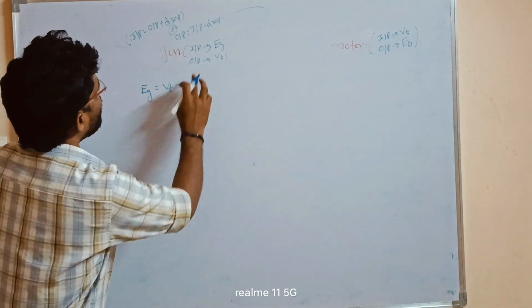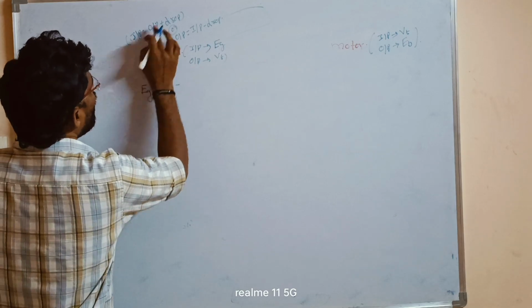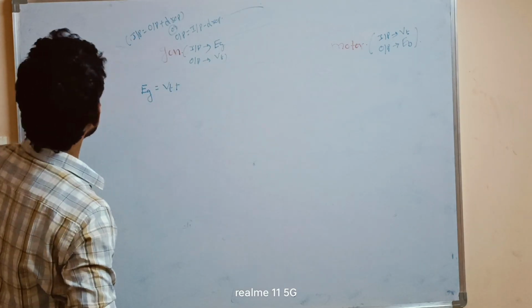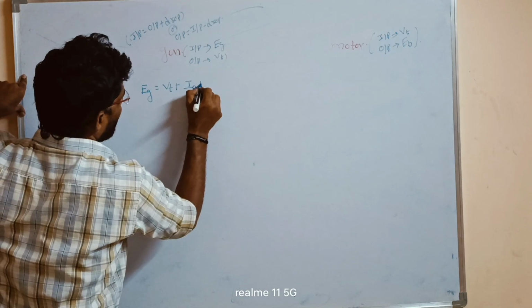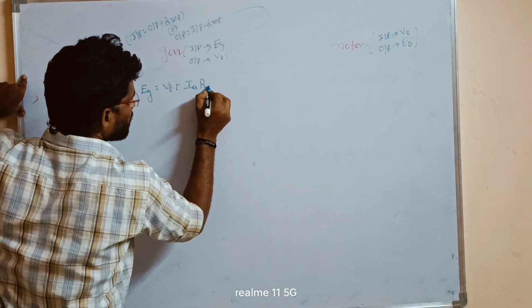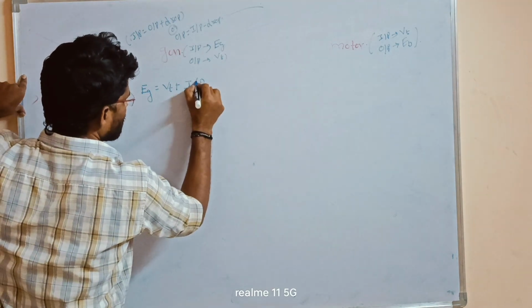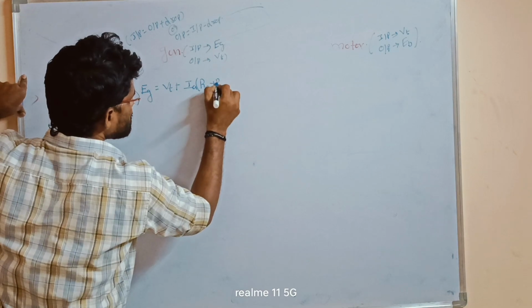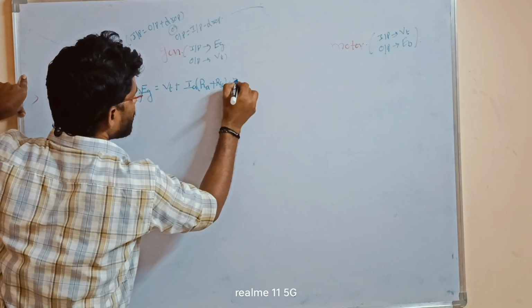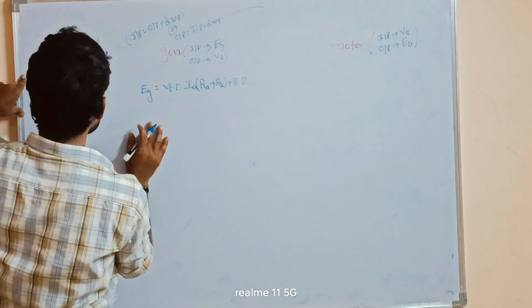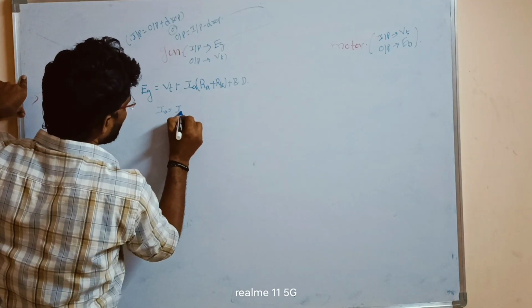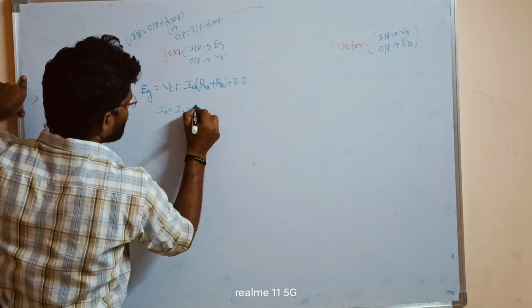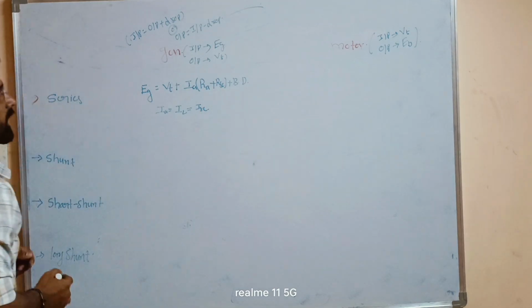Input is equal to output plus drop. So what are the drops? In series, there is only one drop, that is IA times RA plus RSC, plus brush drop. So in this case, what is the current relation? IA is equal to IL is equal to ISC. All the currents are the same.